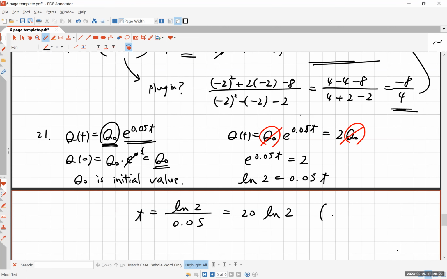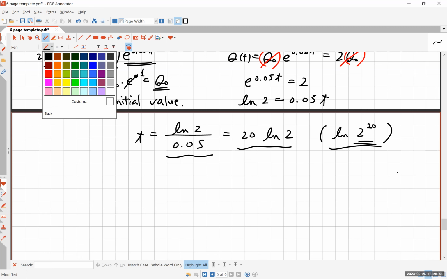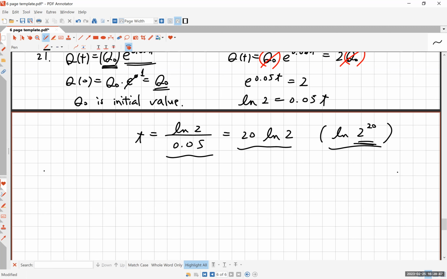You can also write this as the log of 2 to the 20th power, because that's the same thing. This is a huge number, by the way, but the logarithm of that is not so big. And in fact, this is the precise answer. I'll accept this. If you wrote 13.86 years, then I know that you are using the calculator, which you will not be allowed to do on your test.